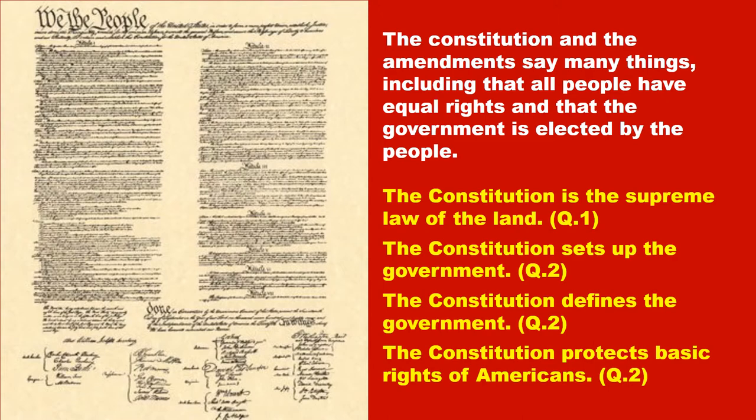The Constitution and the amendments say many things, including that all people have equal rights and that the government is elected by the people. The Constitution is the supreme law of the land. The Constitution sets up the government. The Constitution defines the government. The Constitution protects basic rights of Americans.